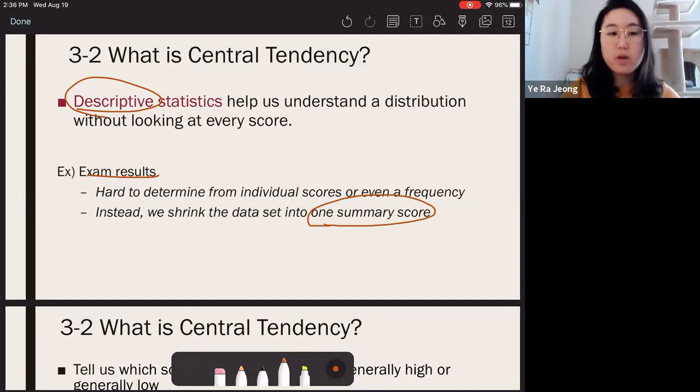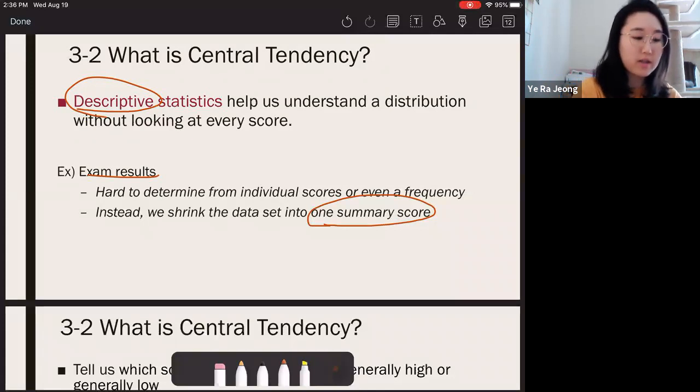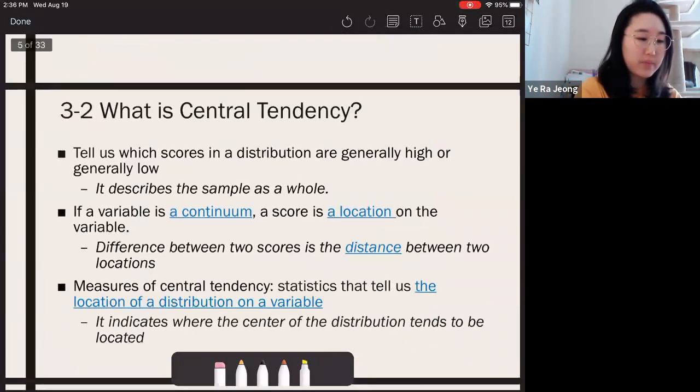So for example, you take an exam, and I know student A got 70, student B got 75, student C got 85, and so on. So instead of looking at those individual scores, if I know, okay, class average was 75, then I know in that one score that, oh, everyone on average was getting C or above. That's good. So that's the functionality of using central tendency.